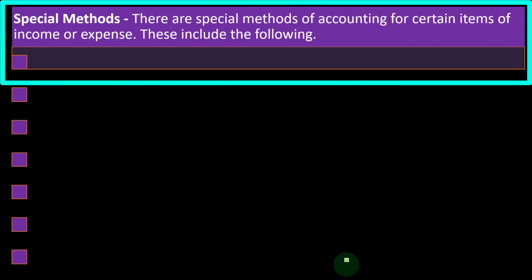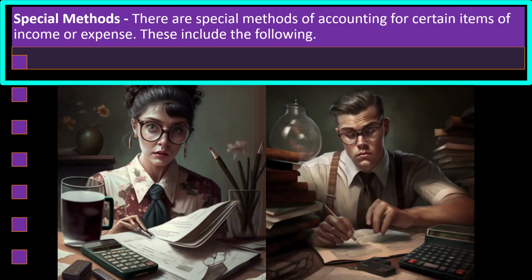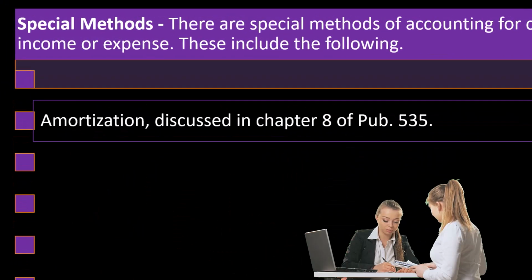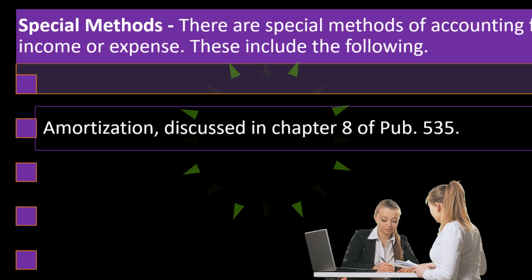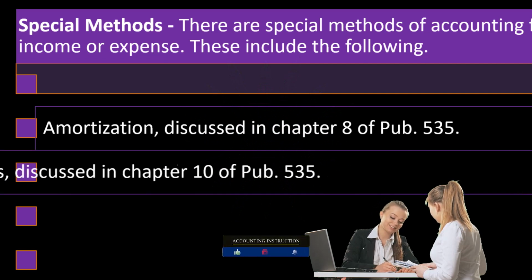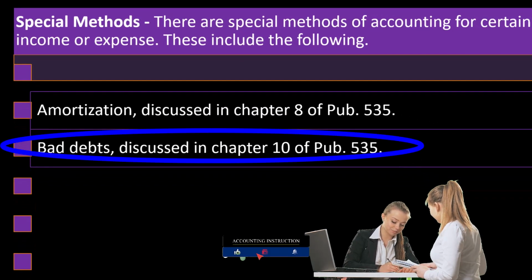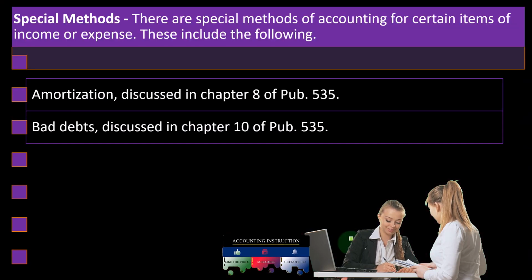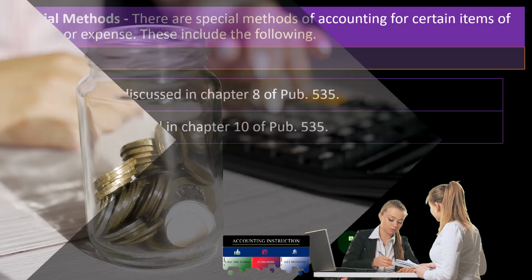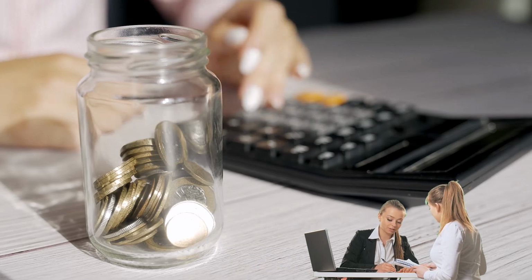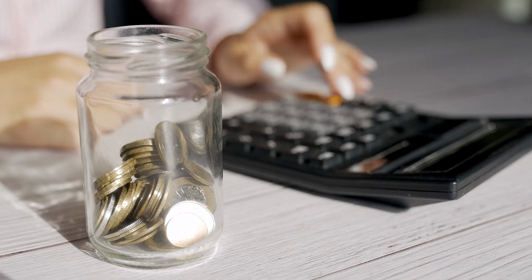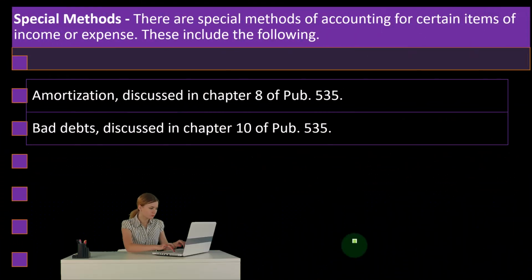So special methods. There are special methods of accounting for certain items of income or expense. These include the following. Amortization, discussed in Chapter 8 of Publication 535. Then we've got the bad debts, discussed in Chapter 10 of Publication 535. So amortization, it could easily be amortized, and is kind of similar to depreciation, except you're doing it for intangible assets, for example, that you might have to amortize the value of the intangible assets over a certain time period.